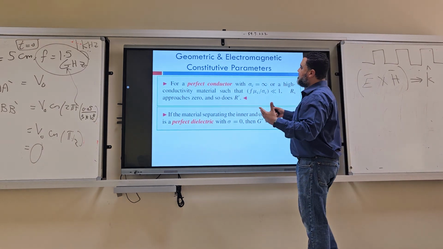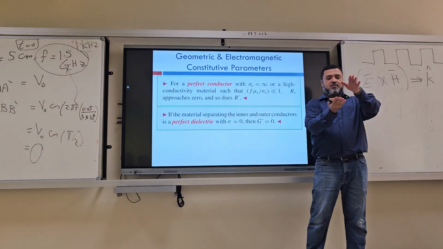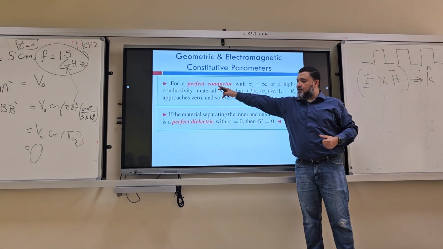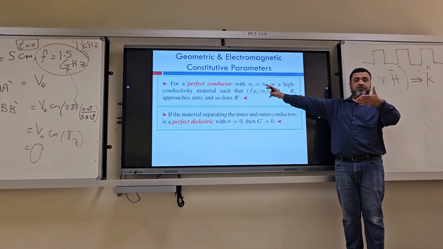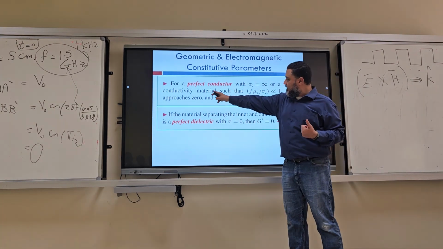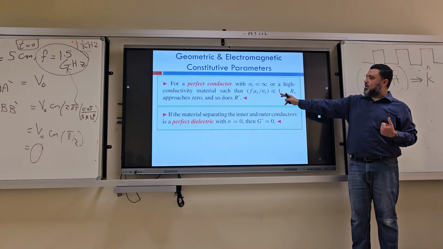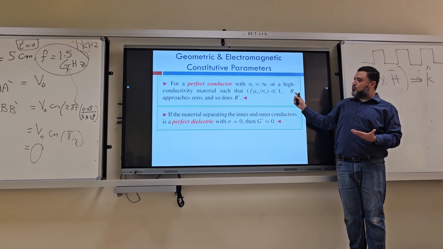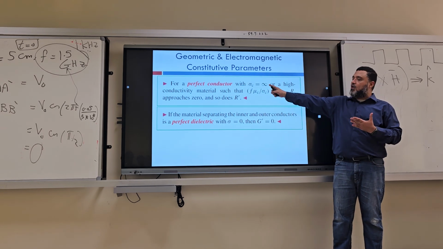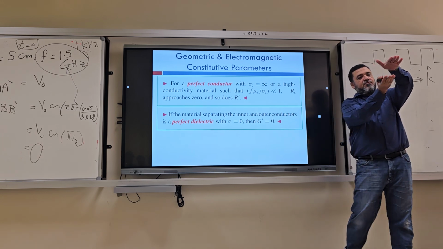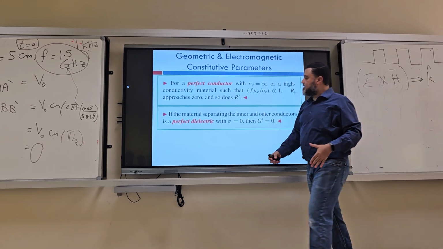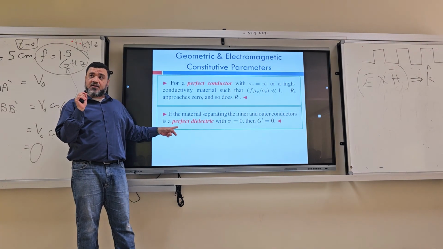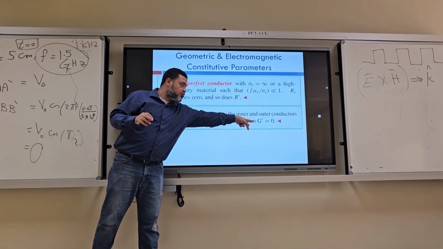To summarize, the transmission line is two pieces: two conductors and a dielectric. For the conductor part, if it is perfect, it has infinite or very high conductivity, so Rs will be 0. The resistance of this conductor is almost 0. The other part of the transmission line is the plastic in between, the dielectric. If the material separating the inner and outer conductor is a perfect dielectric, with no conductivity, sigma equal to 0, G will be 0.